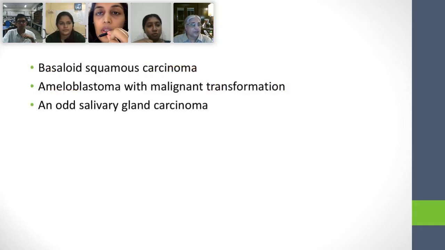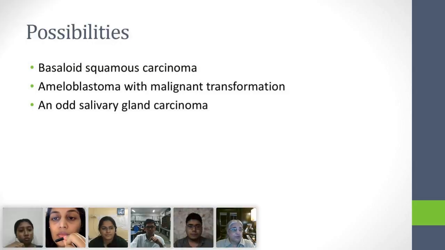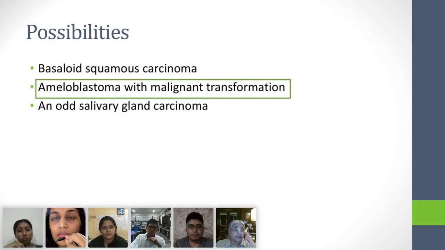Transformation. So is this a basaloid squamous carcinoma? The answer is no. Is it an ameloblastoma with malignant transformation? The answer is yes. It's very unlikely to be an odd type of salivary gland carcinoma, right? So the answer is ameloblastoma with malignant transformation. Did anybody answer the poll? Yes, ma'am. So 96% of people answered ameloblastoma with malignant transformation. So that's absolutely good. Well done.